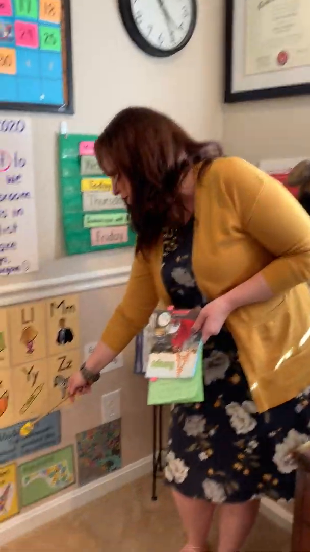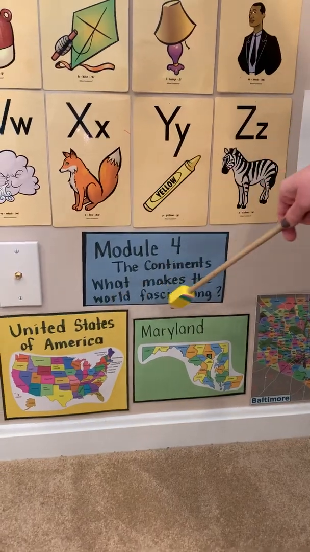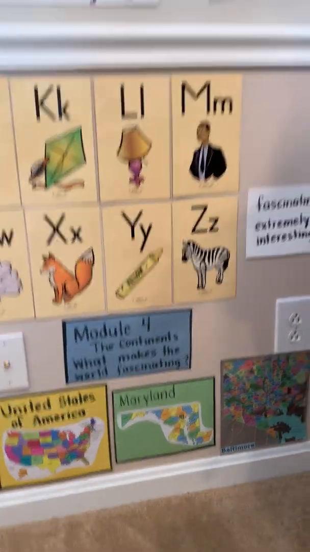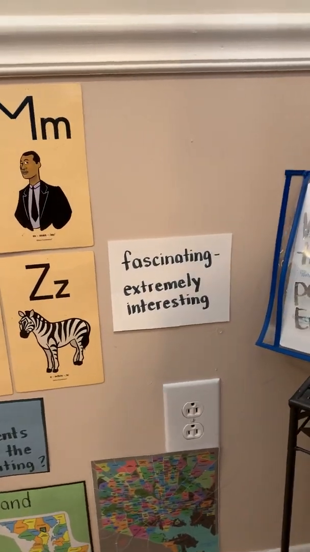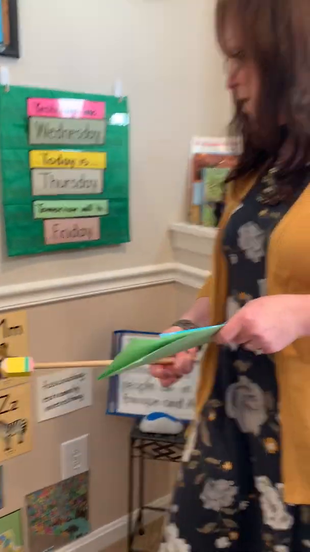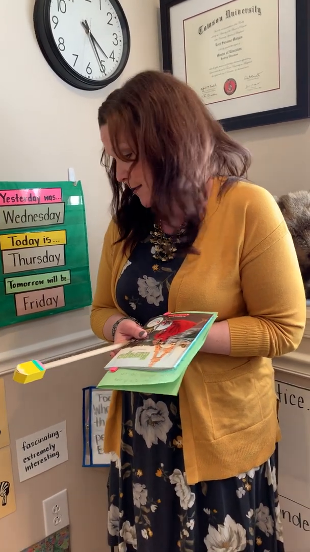We're going to continue on with our learning in Module 4, the continents. What makes the world fascinating? And we've gone over almost every single day what it means when something is fascinating. That means it's extremely interesting. You want to know more. We've talked about lots of different topics that you might want to know more information about. And we're going to continue to learn more fascinating information about our continents and the world.